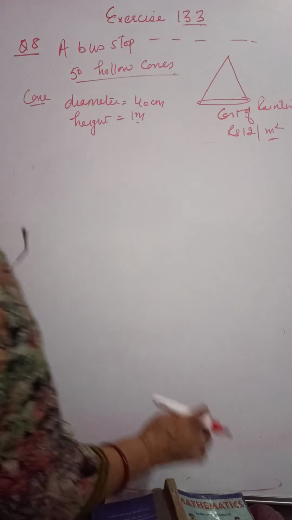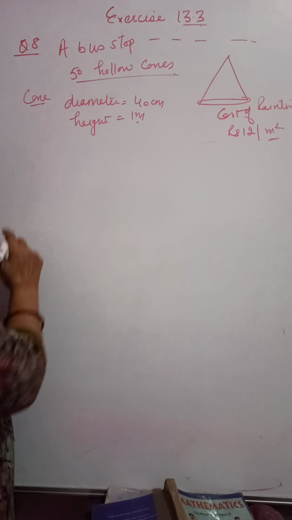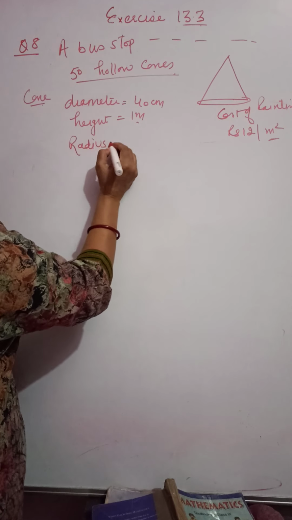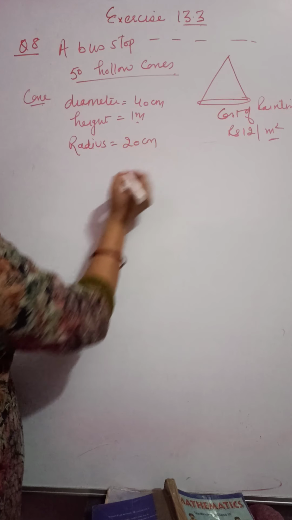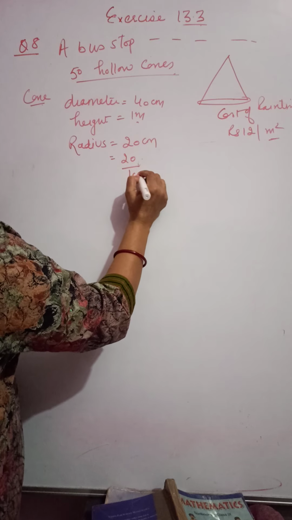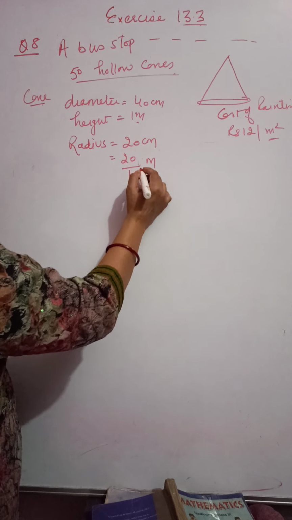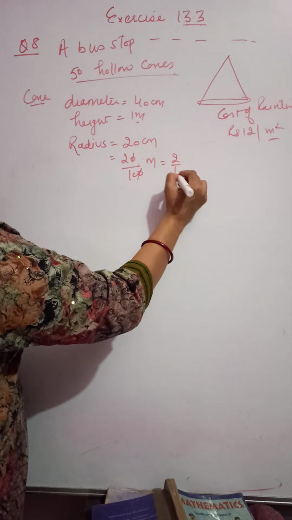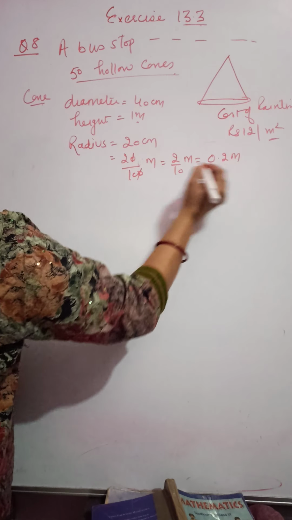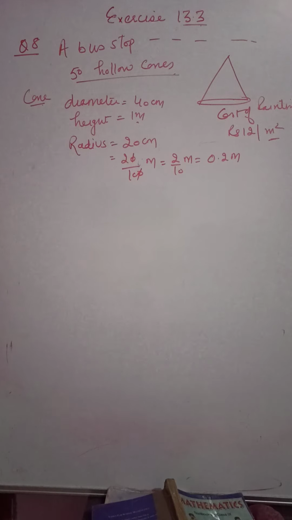Very simple, beta. If diameter is 40 centimeter, the radius will be 20 centimeter. 20 centimeter means 20 upon 100 meter. 0, 0 cancel, 2 upon 10 meter. It is 0.2 meter. Clear?